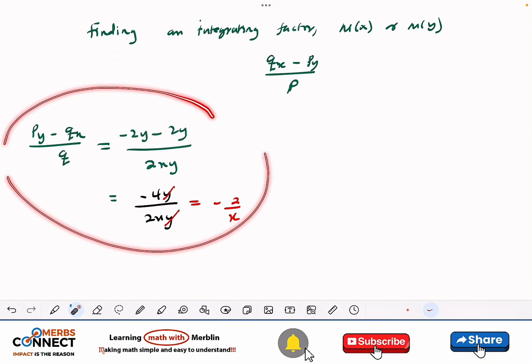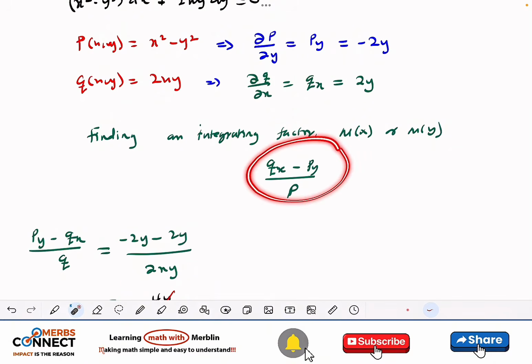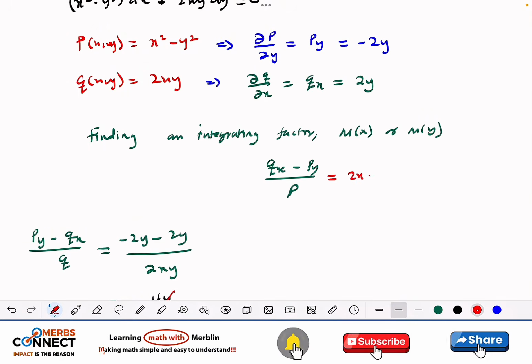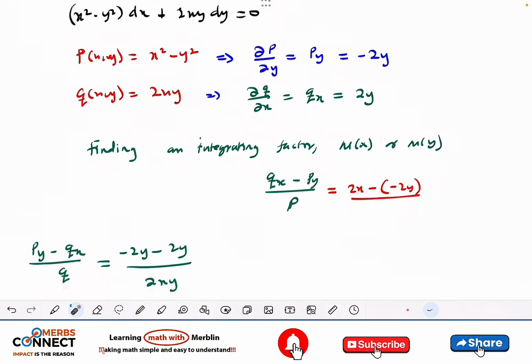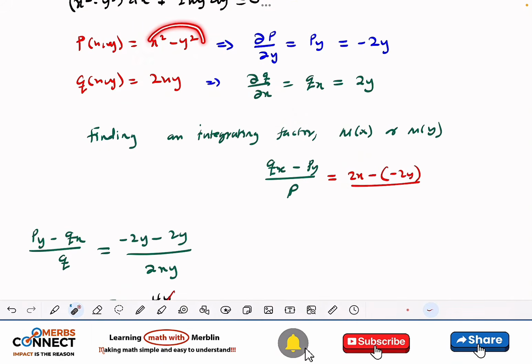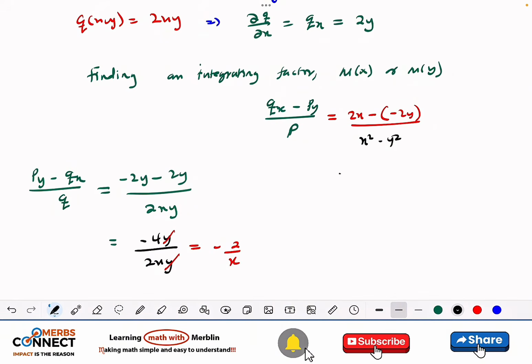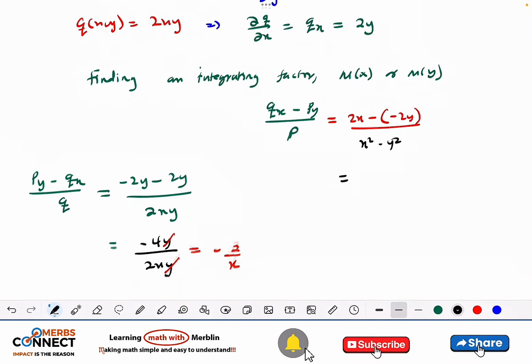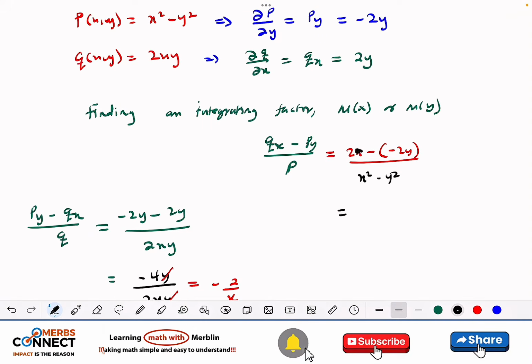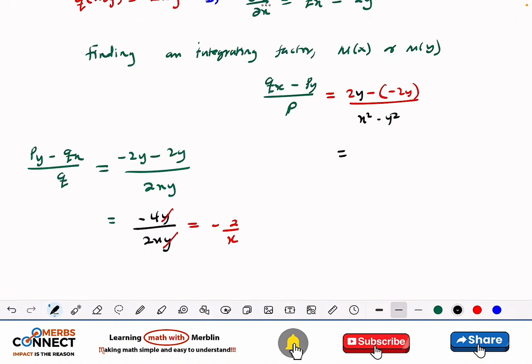So this one works. But let's assume that we chose this one first. Let me go through this one. Let's see if we are going to get it in terms of only one variable. So q of x is this. So I'm going to have 2x minus p of x is minus 2y divided by p. P is x squared, y squared from here. So let's do that. X squared minus y squared. Let's simplify. Oops, this one's supposed to be y. This is 4y divided by x squared minus y squared.